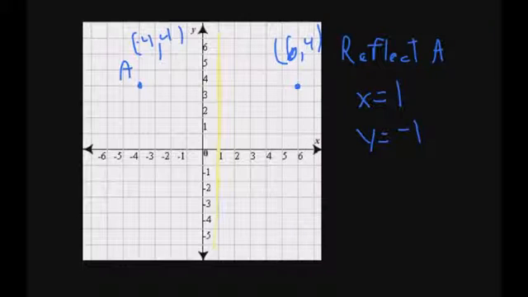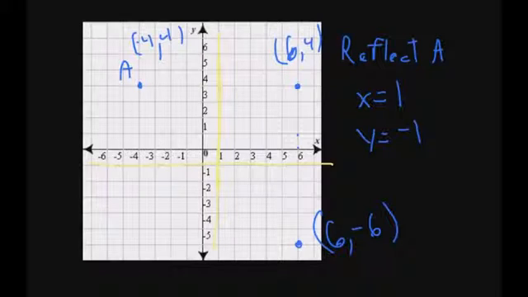Now I'm going to reflect it again across the y equals negative 1. So I'm going to draw in that line. And I am 1, 2, 3, 4, 5 away, so I'm going to go 5 down. And end up at 6, negative 6. So my final place there is at 6, negative 6.